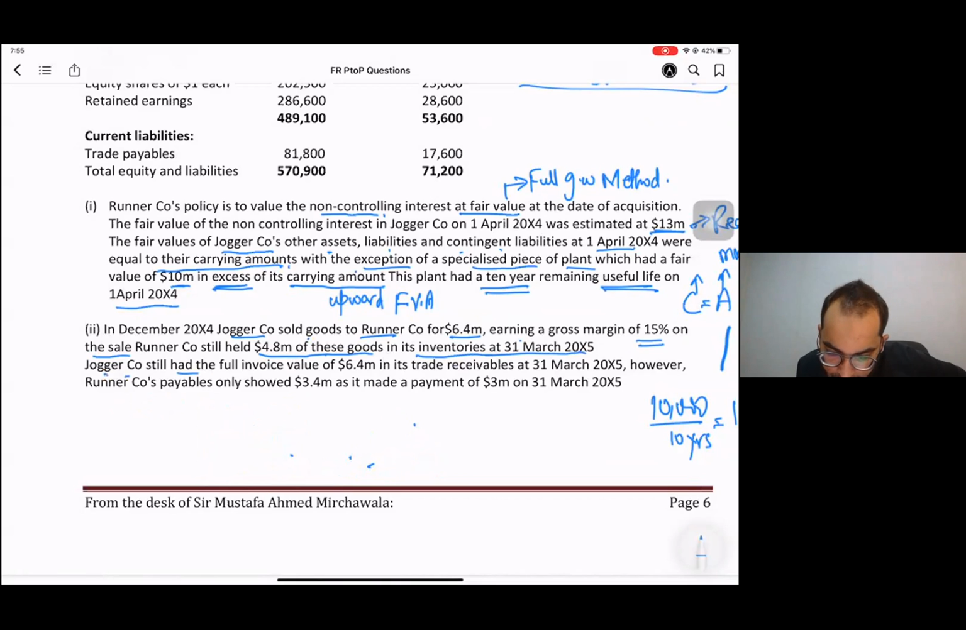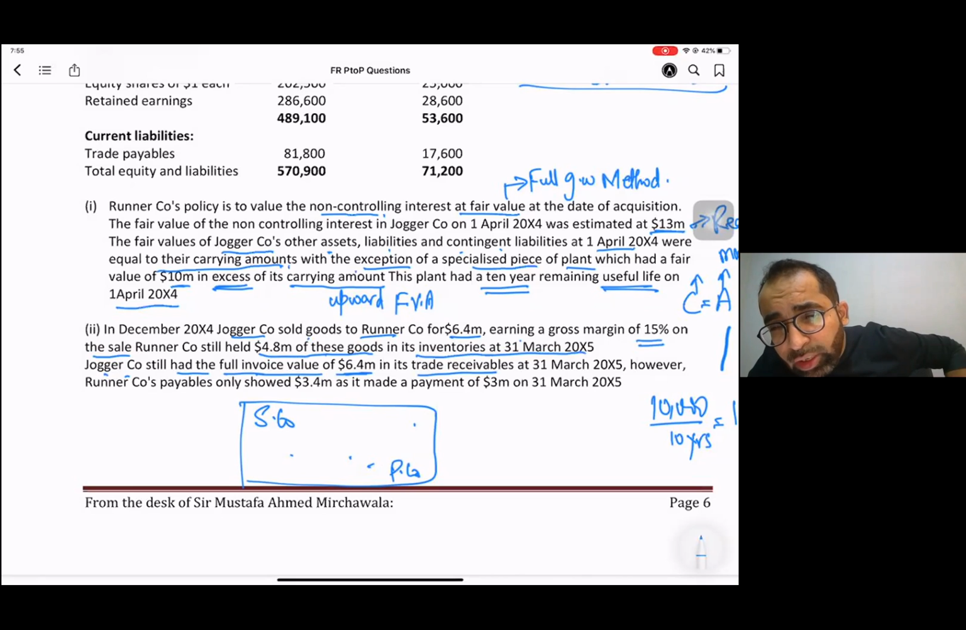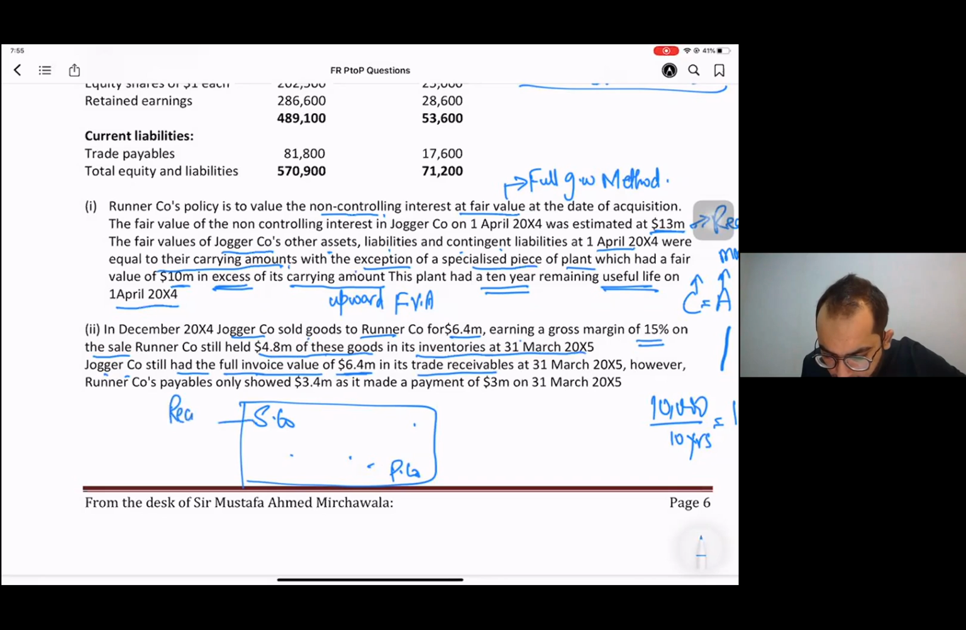Jogger company still had the full invoice value of 6.4 million in its trade receivables. See, Jogger company means S company, and this is your P company. S company is the seller and P company is the buyer. S company sold goods for 6.4 million, so S company must have booked a receivable of 6.4 million. In the books of S company, there is a receivable of 6,400.